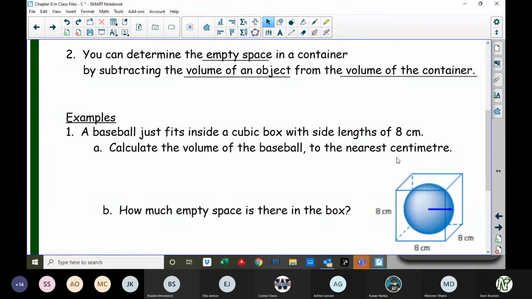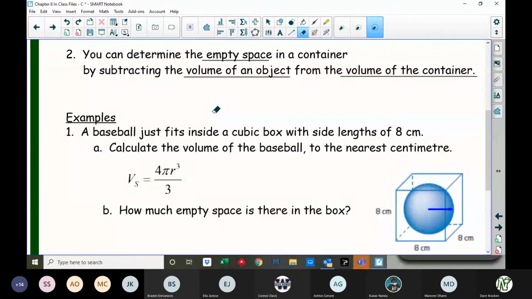So what shape is this baseball? Well, it's a sphere. So I'm going to write out the formula for the sphere. Volume of the sphere, I put a little s for sphere, 4 pi r cubed divided by 3. Now, the only thing I need is the radius. And I look at my diagram and I say, oh, they didn't give me the radius. They told me the dimensions of the box, but not the radius. They probably forgot it. I can't do this question.